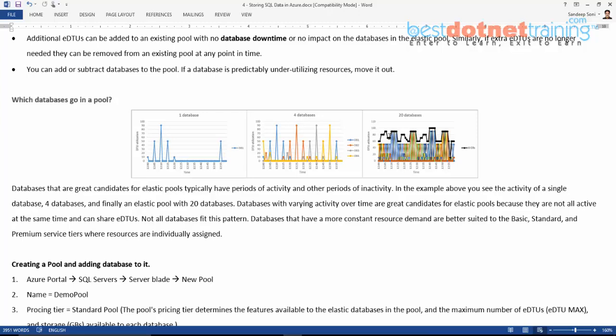Yes, I repeat, databases are great candidates for elastic pools only if they have high DTU requirements at different times. They do not have activity at the same time, and all of them at the same time do not have high DTU requirement. So that you have to keep in mind.